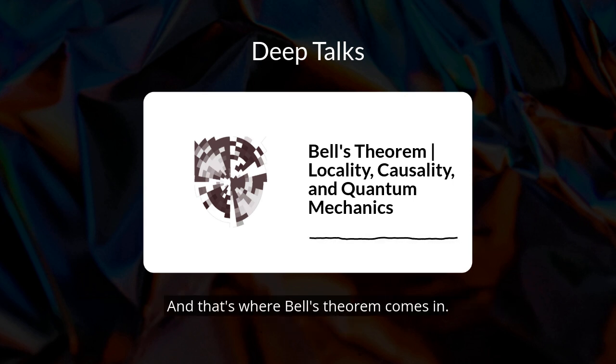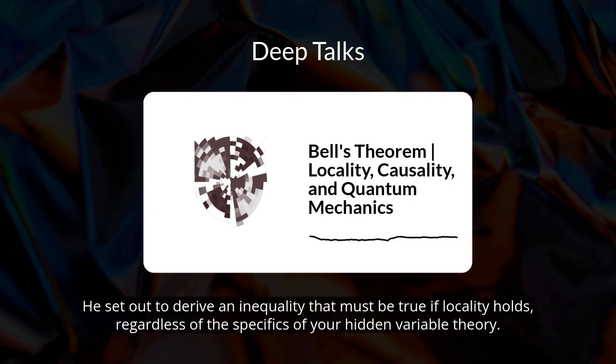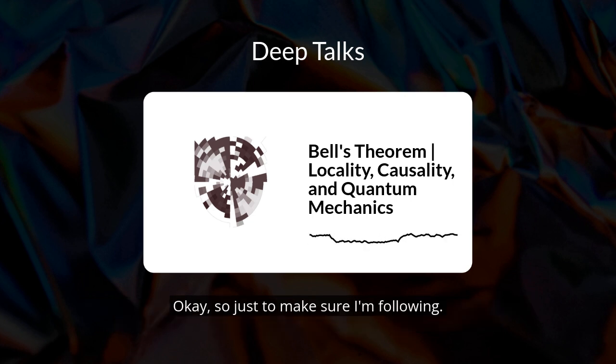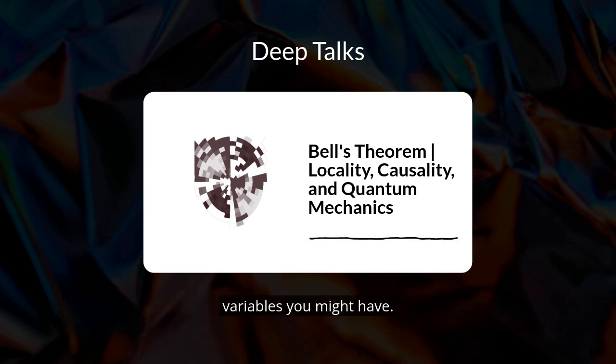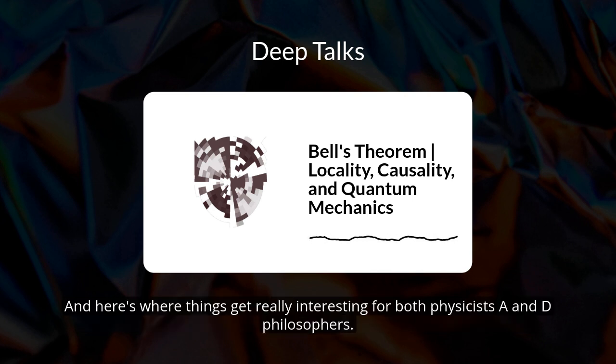Exactly. And that's where Bell's theorem comes in. He set out to derive an inequality that must be true, if locality holds, regardless of the specifics of your hidden variable theory. Okay, so just to make sure I'm following, if something happening here can't instantly affect something over there, then this inequality has to hold true no matter what kind of hidden variables you might have. You got it. And here's where things get really interesting.